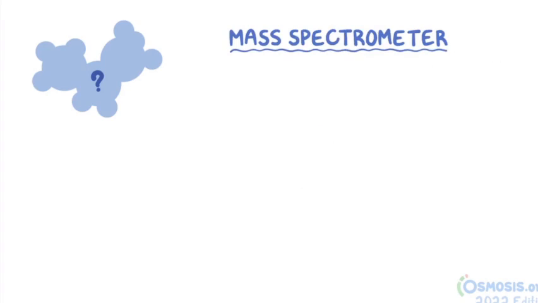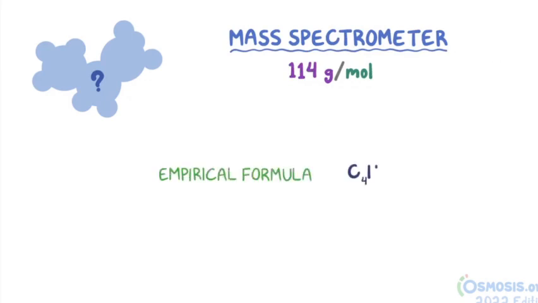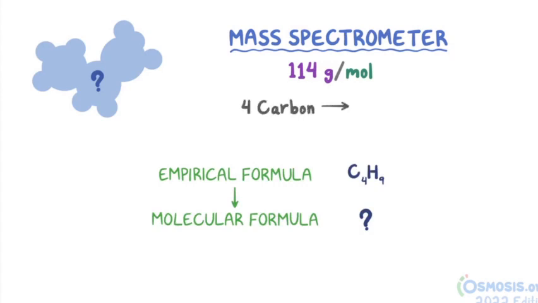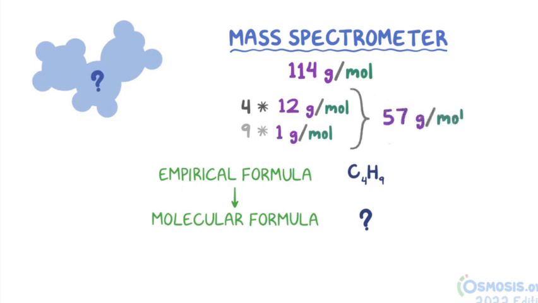Now, let's say we use a mass spectrometer which tells us the molar mass of the mystery compound is 114 grams per mole. Next, we need to use the empirical formula to find the molecular formula. We start by figuring out the total molar mass of our empirical formula. There are 4 carbons, each with a mass of 12 grams per mole, and 9 hydrogens, each with a mass of 1 gram per mole. So, the molar mass of our empirical formula is 4 times 12 grams per mole plus 9 times 1 gram per mole, which is 57 grams per mole.